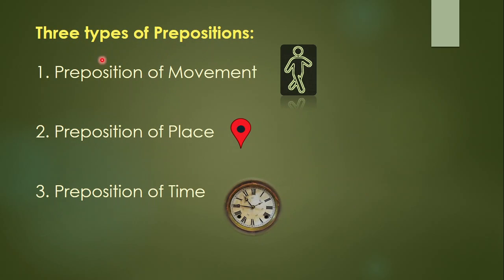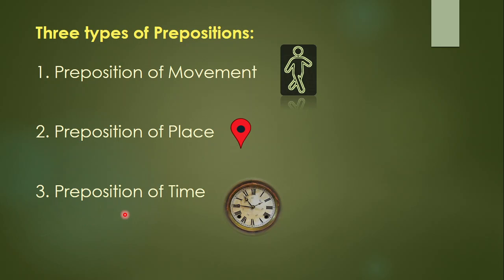There are 3 types of prepositions in English. First one is preposition of movement. Here is a picture which indicates the movement of a person, movement, action. Second one, preposition of place. Here is a location balloon, so we use it to find some place or the person or thing we are searching for. This indicates the place figuratively.